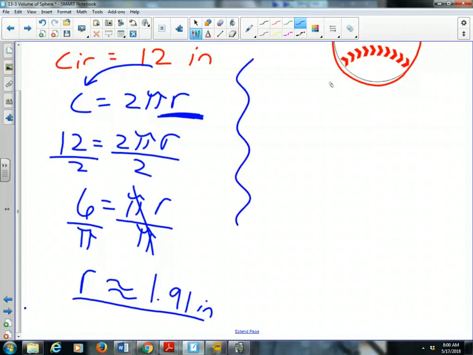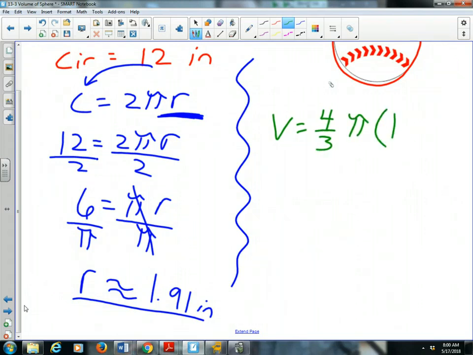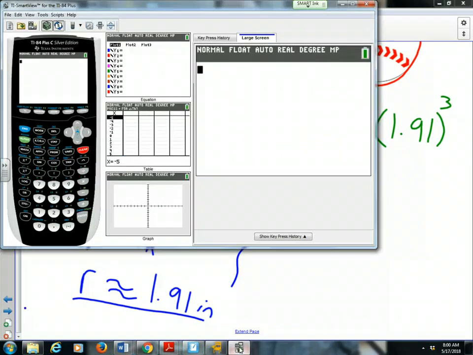So now with the radius, you can find the volume of any sphere. The volume equals 4/3 pi times the radius cubed. 1.91 raised to the third. Let me show you how I do this in my calculator, then you can try it with me. So 1.91 raised to the third power. Right below the clear button is the button where you raise to a power. So 1.91 raised to the third.